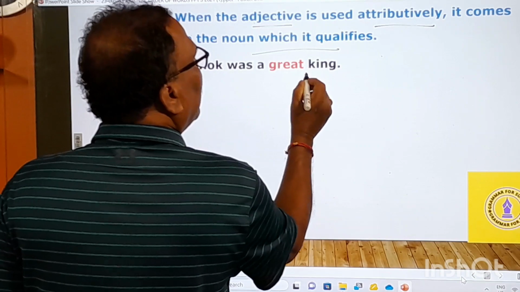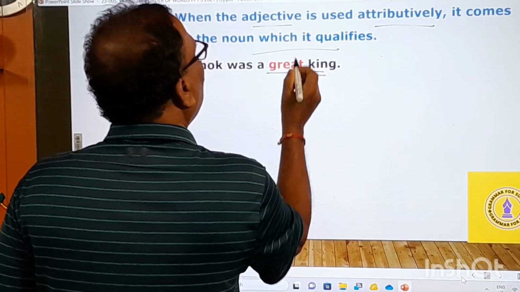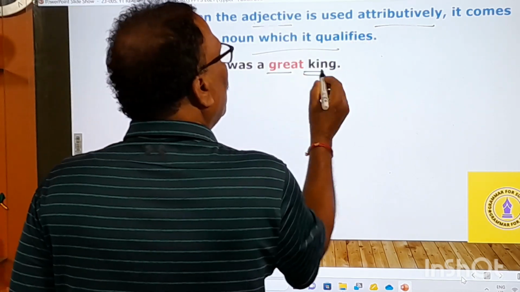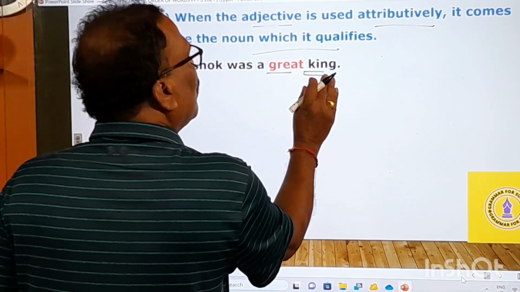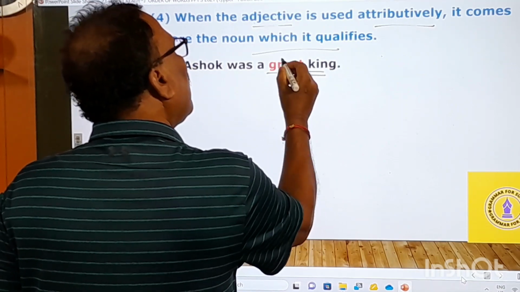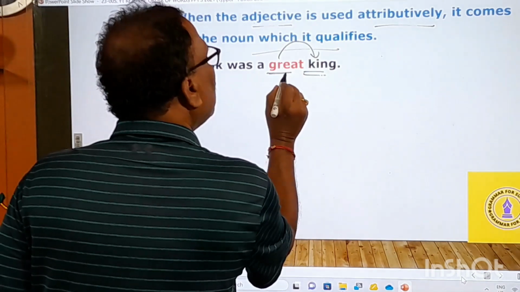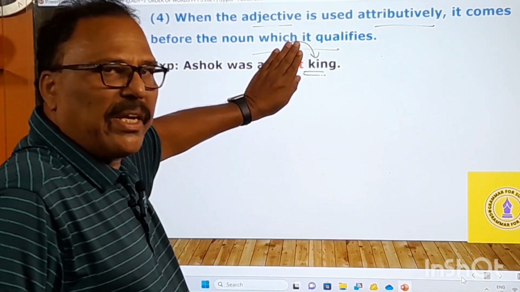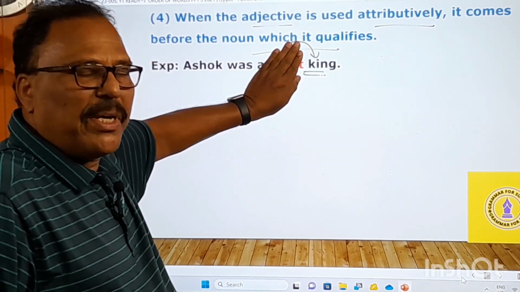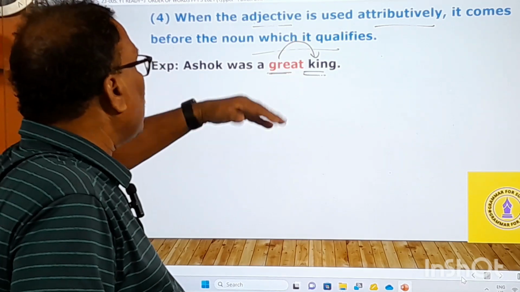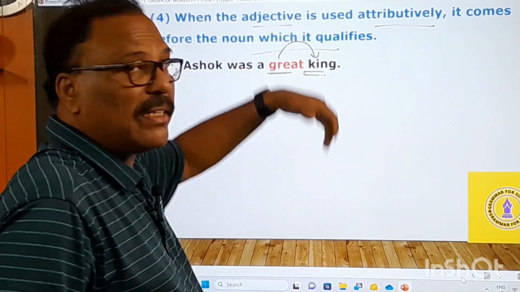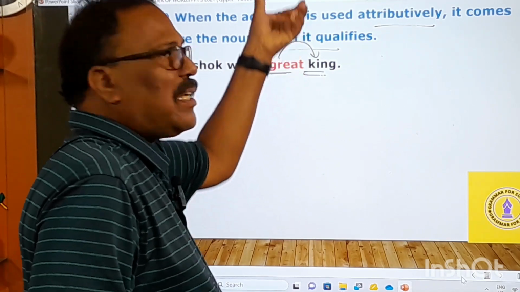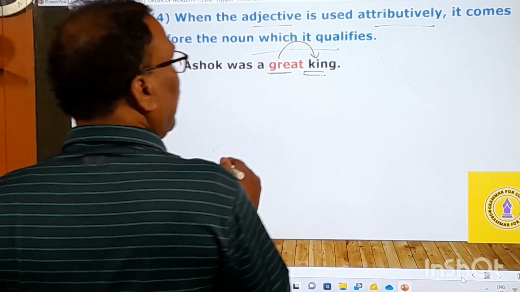So, Ashoka was a great king. What does an adjective do? It qualifies a noun, it describes a noun. Here, Ashoka was a king. What kind of king? Great king. So here, what is this word doing? It is describing this king. If I say Ashoka was a king, I am not making any special sense in that. Everybody knows that. But here, I am adding some special, additional meaning into this sentence. Ashoka was a great king, right?